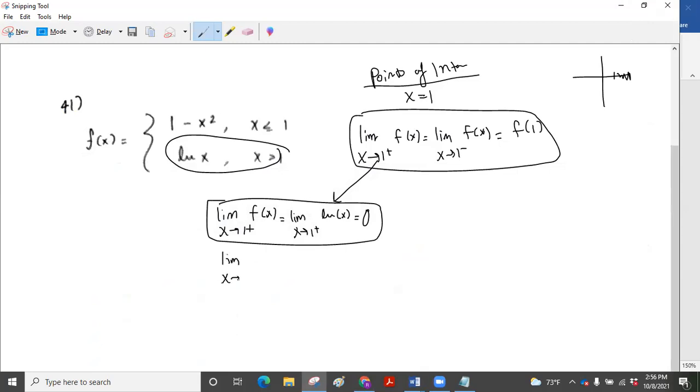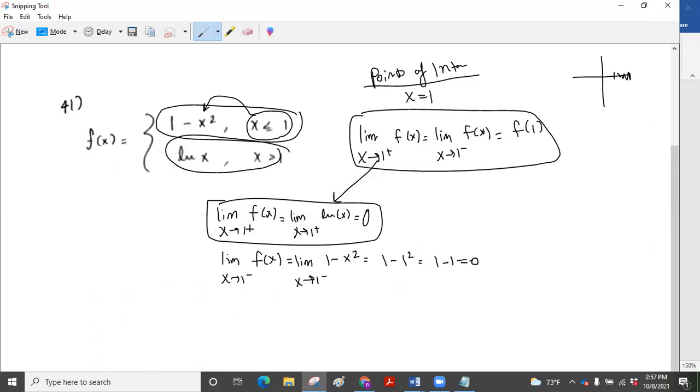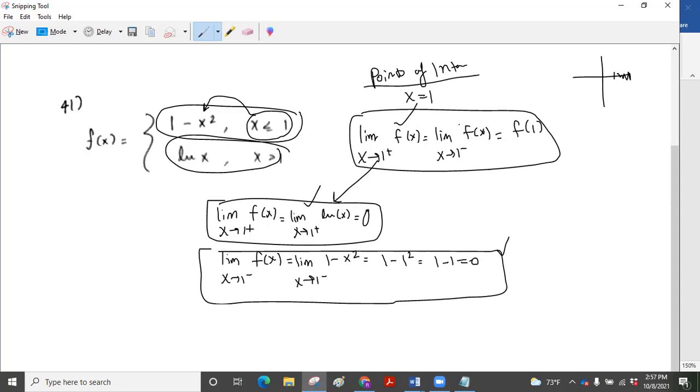What is the limit as x approaches 1 from the left of f of x? Well, from the left, my x values are less than 1. So this is saying that if your x values are less than 1, use this function. So I have to use the limit as x approaches 1 from the left of 1 minus x squared. If I substitute, I get 1 minus 1 squared, which is 1 minus 1, which is 0. Which means the limit from the right and the left match. So these two conditions are satisfied.